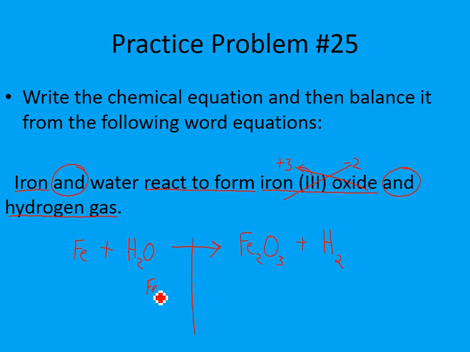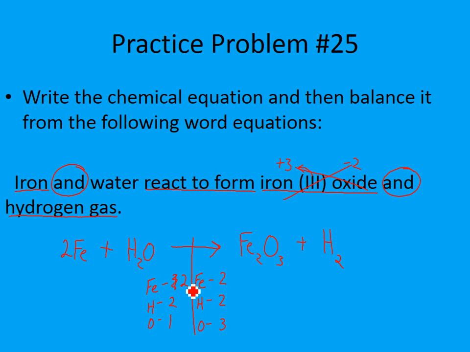Okay, so we've got iron, hydrogen, and oxygen. How many irons on the left? 1. How many hydrogens? 2. Oxygens? 1. Irons on the right? 2. Hydrogens? 2. And oxygens? 3. Okay, let's balance the irons. How do I do that? Yeah, put a 2 right here. That gets me to 2.